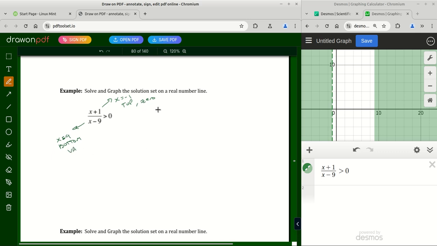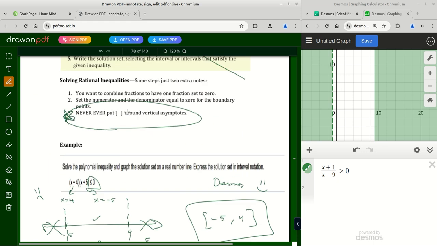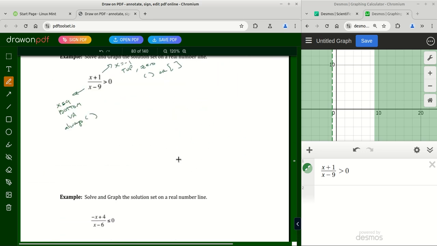Now, with zeros, it depends on what your alligator is. You can use this, or you can use this. It kind of depends on the alligator. With vertical asymptotes, it's always going to be the parentheses. If you go back up for a second, right here, it says never do this. What they're trying to say is always parentheses with vertical asymptotes. Cool, so now you know.